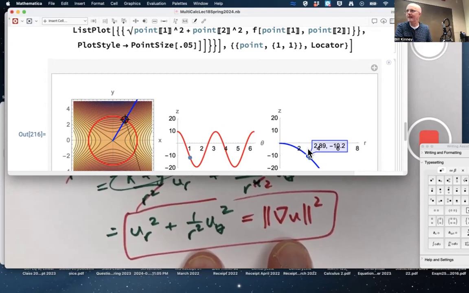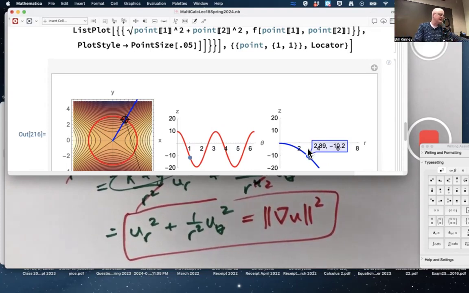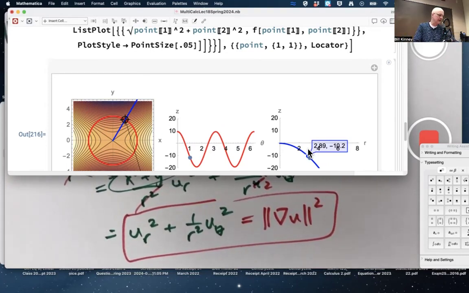Okay. This is showing you the problem-solving process for doing this kind of thing. Polar coordinates are useful for more than just doing double integrals, as we're going to use it later in the course.